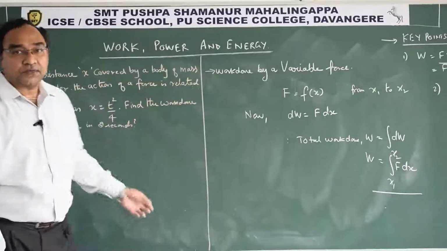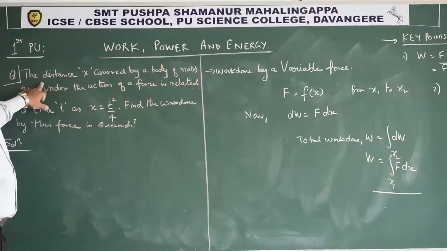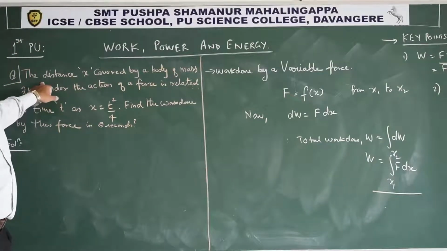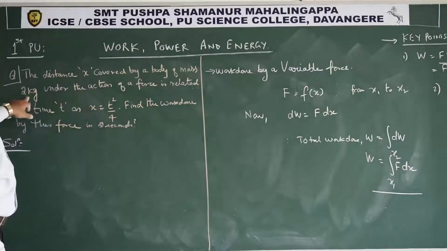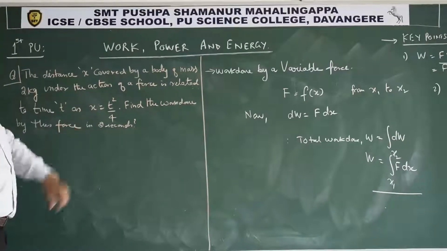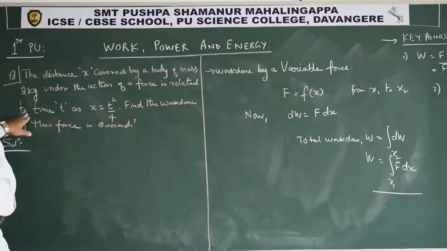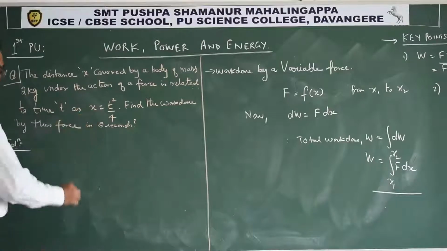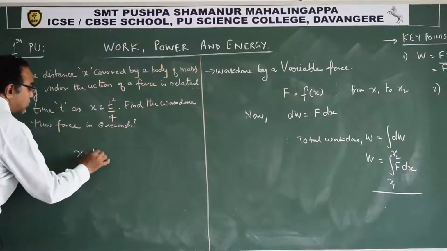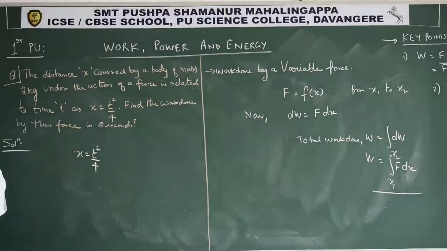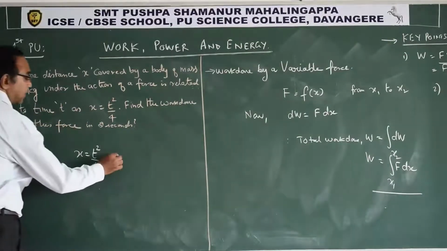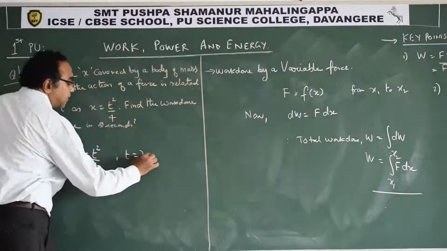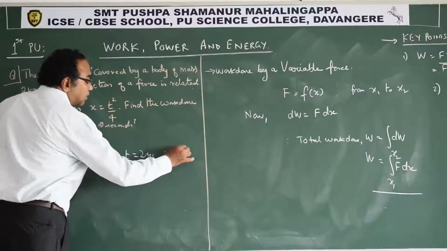Well students, let us try this question. These types of questions are very common in KCET exams. The distance x covered by a body of mass 2 kg under the action of a force is related to the time t as x is equal to t square by 4. This is what is given. Find the work done by this force in 2 seconds. It says when t is 2 seconds, how much is the work done?